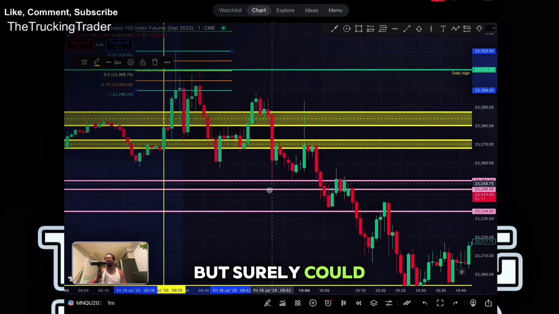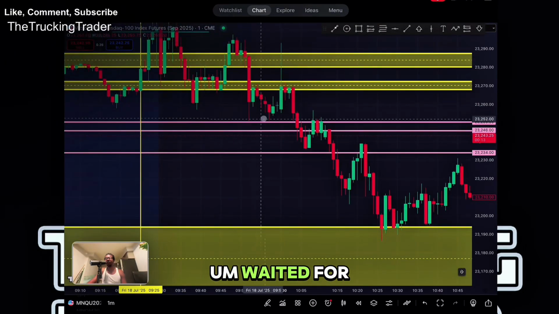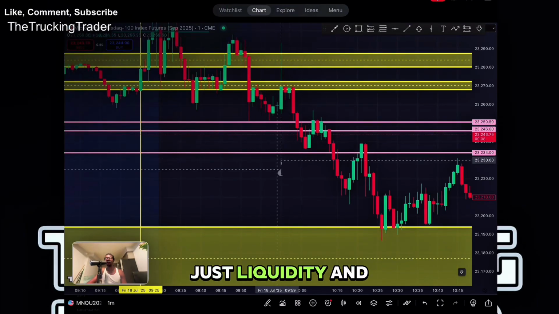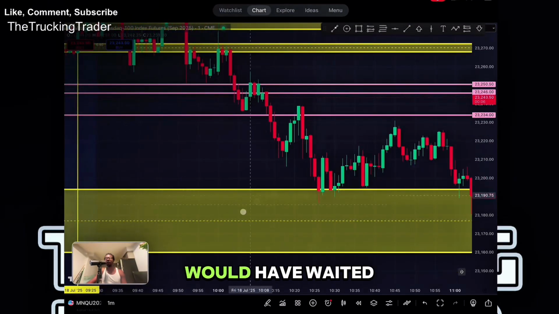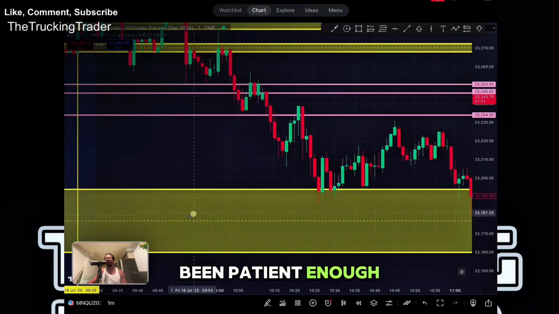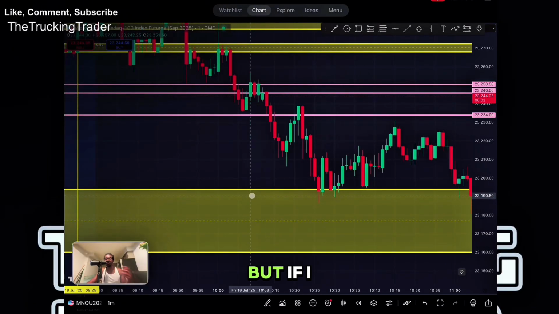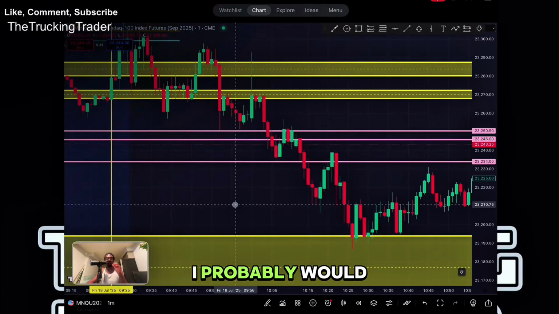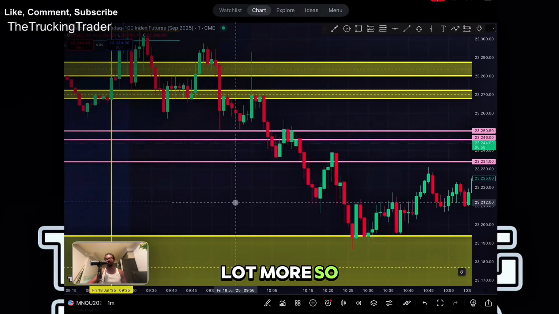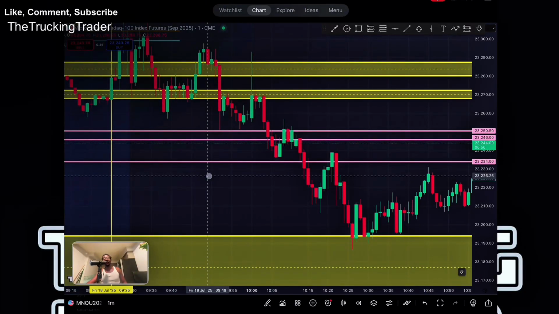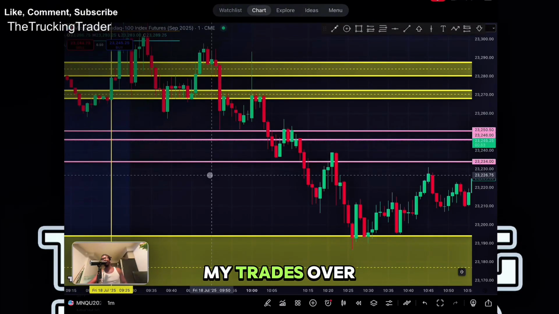But I surely could have got back into this trade right here and waited for it to hit my areas of interest, right? This liquidity and this area right here. I don't know if I would have been patient enough to wait for it, but if I did, I probably would have made a lot more. So I'm not really sweating it. I'm going to get better with holding my trades over time, but right now I'm just trying to get my accounts back into the safe zone.